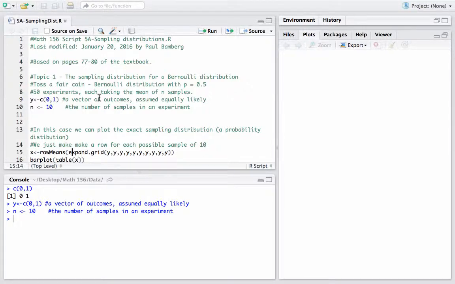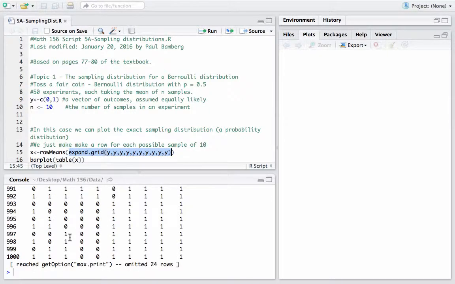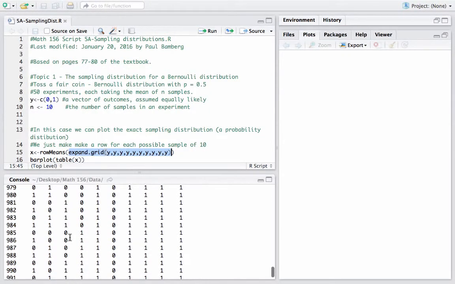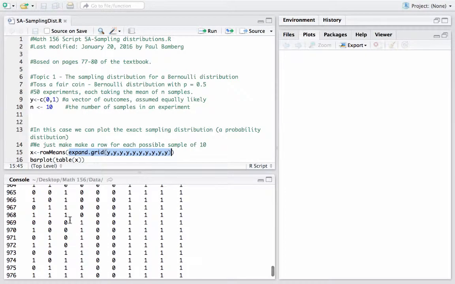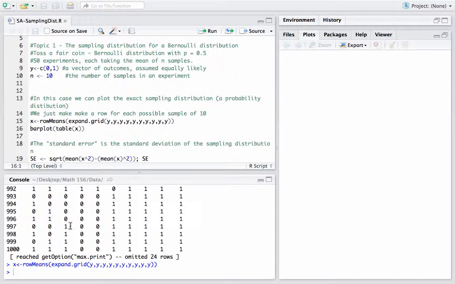So the first thing we're going to do is come up with every possible outcome of our experiment. So how many different ways can you get all zeros? How many different ways can you get 5 zeros? How many different ways can you get 6 zeros? We're going to do that by saying expand.grid with 10 copies of y. And sure enough, this is every combination of zeros and ones that can occur in 10 tosses. If we take row means, that's going to take the average across each of these rows, which will give us a vector of probabilities.